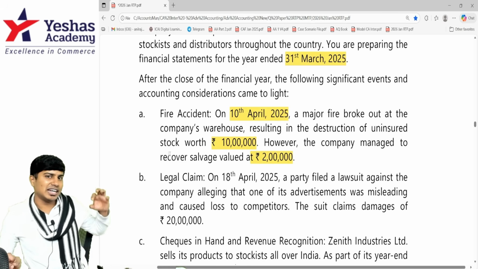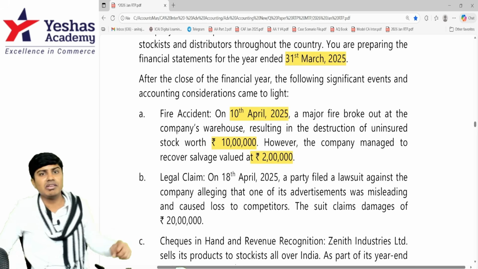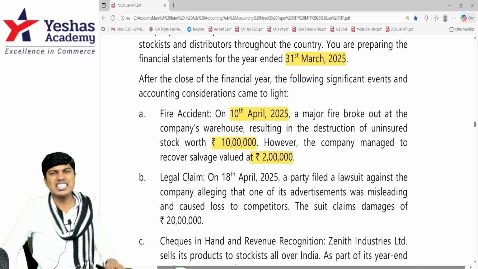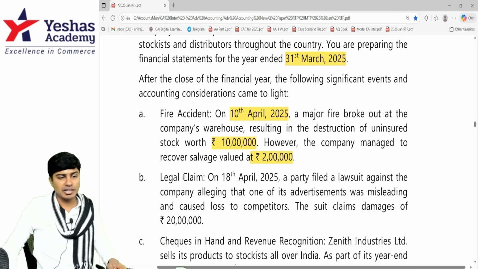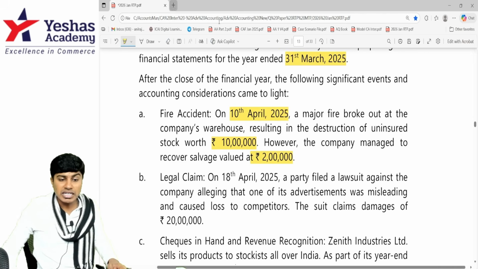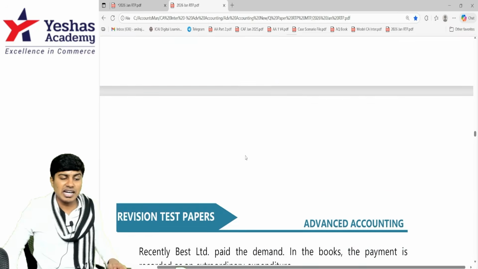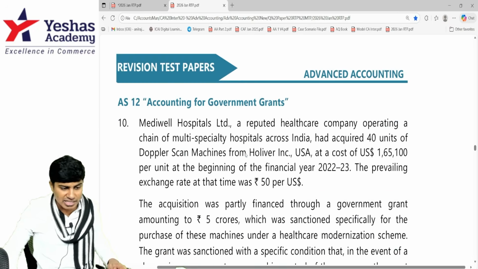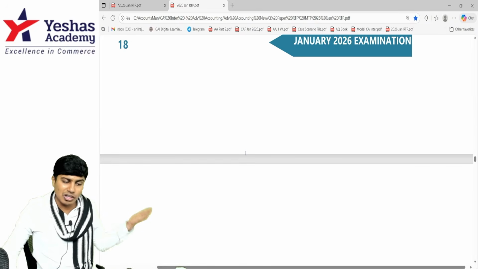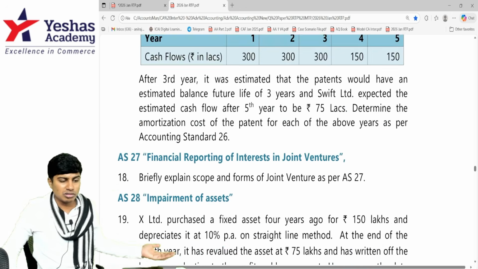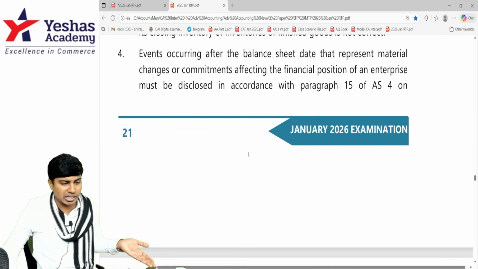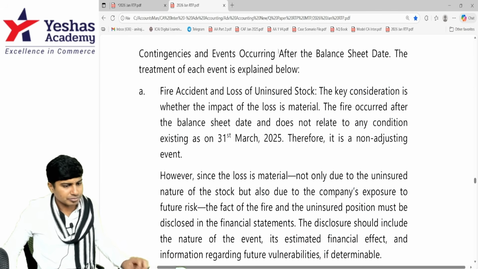Should we write it in the financial statements as on 31st of March 2025? The answer is no. This is not an adjusting event. Is this an event occurring after balance sheet date? Yes. But is this an adjusting event? No. The reason is that there was no condition existing on the balance sheet date, though it did give additional information later. So let me show you the answer.